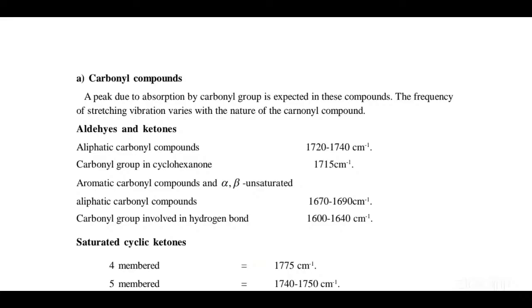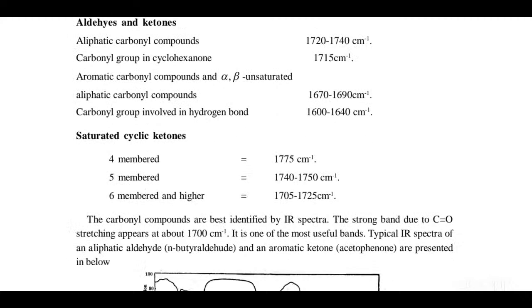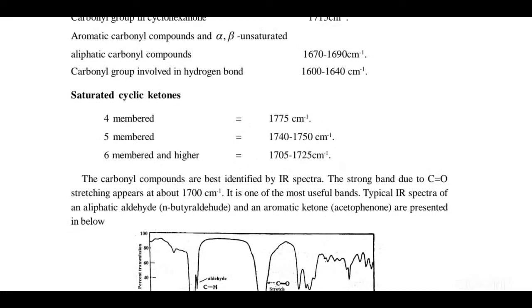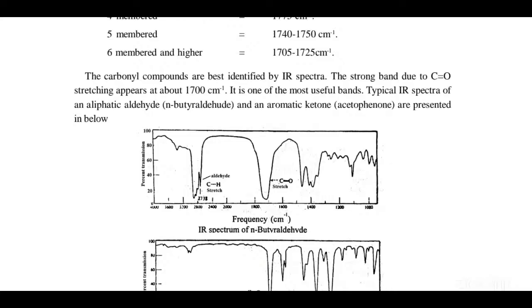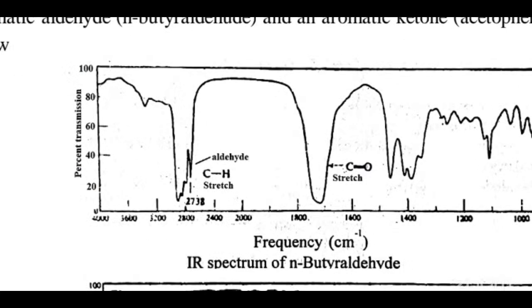1670 to 1690, and aliphatic carbonyl compounds involved in hydrogen bonding, 1600 to 1640. And for saturated cyclic ketones, four-membered it is 1775, and five-membered ketones 1740 to 1750. Six-membered and higher, it is 1705. Right, so the absorption bands are given here.